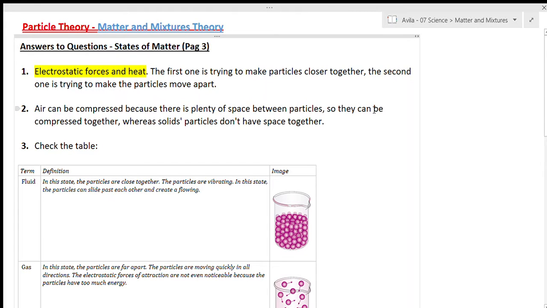Okay, the second question is why can air be compressed but metals cannot? So air can be compressed because there is plenty of space between particles, so they can be compressed together. Whereas in solids, particles don't have enough space. They don't have any space. They're very tight together, so you cannot compress them.